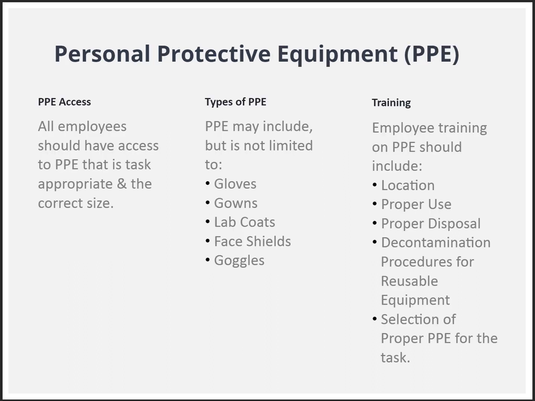Personal protective equipment. All employees should have access to PPE that is task appropriate and the correct size. The PPE may include but is not limited to gloves, gowns, lab coats, face shields, and goggles. Employee training on PPE should include the location, proper use, proper disposal, decontamination procedures for reusable equipment, and selection of proper PPE for the task.